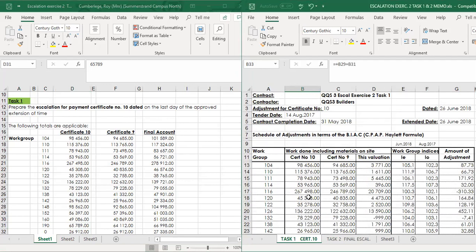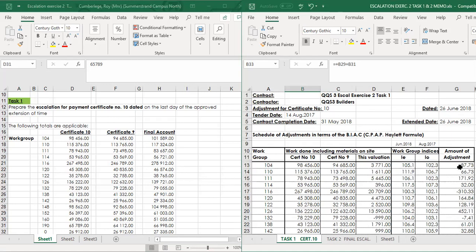That is now at practical completion. You've got all the values for the work group, less the previous certificate 9, and that will give you the V value, which is now subject to escalation. What is also important is that certificate 10 in this case is dated the 26th of June, so that will determine the IE indice that we're going to use. The IO indice is based on the tender date, the base month, which is in this case August 2017. So you can just check the indices.